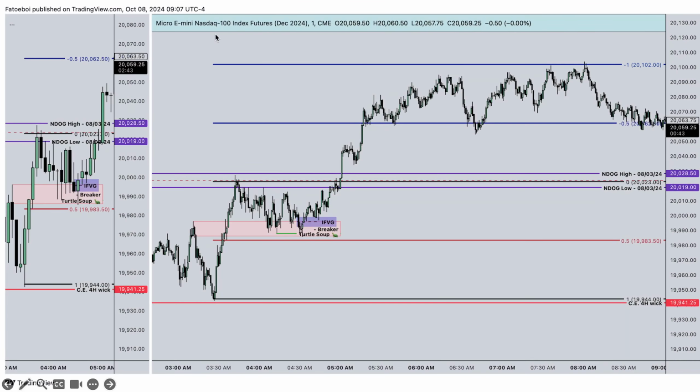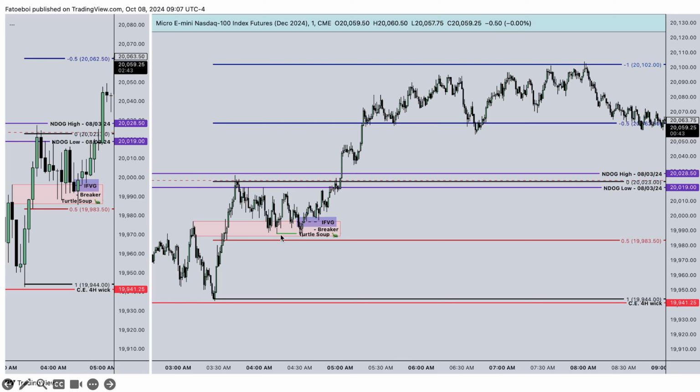So then the entry model, we have the London session for a change. We have a low, high, lower low, higher high. We drop into the new day opening gap. We have a bearish breaker in here. This is, I think, the 5-minute chart, 15-minute chart, whatever.